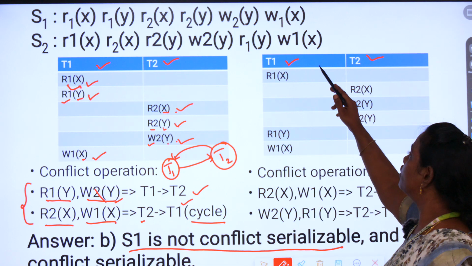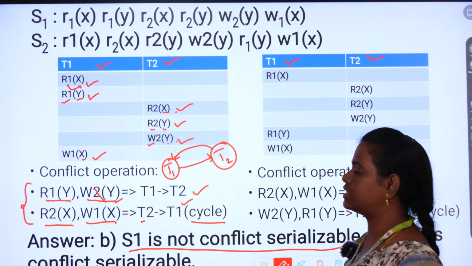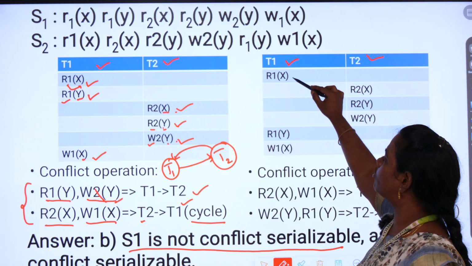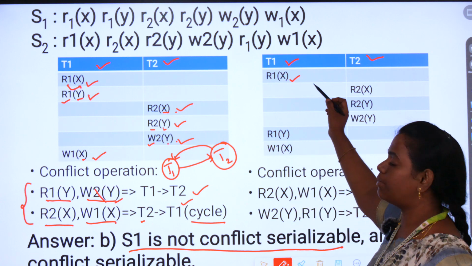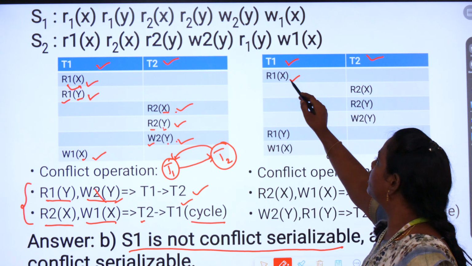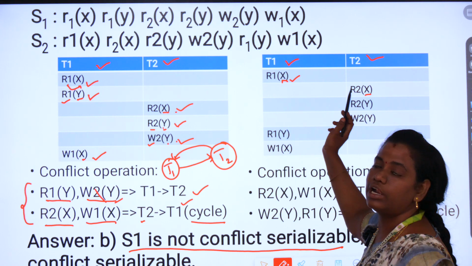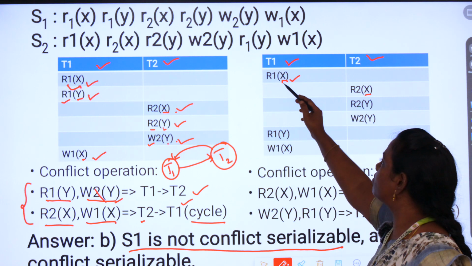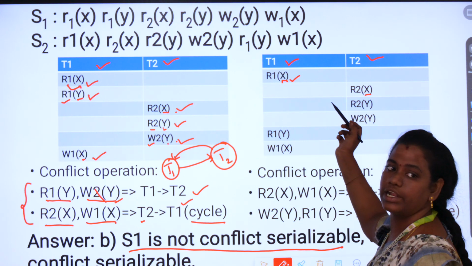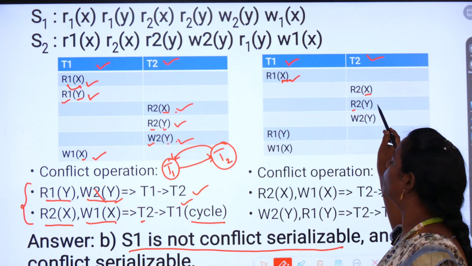In schedule 2, total number of transactions is T1 and T2. Totally we are having two transactions. So first I am going to check for conflicting operation for R1 of X. So R1 of X is compared with R2 of X. Here both are involved on same data, but both are read operations, so definitely there is no conflict. So next I am going to compare with next two data items. Here R1 of X is compared with R2 of Y.